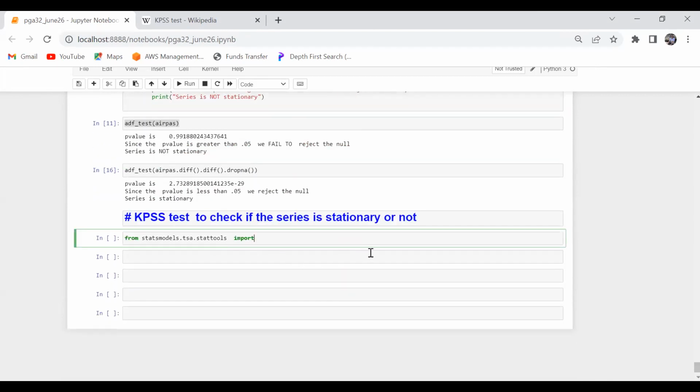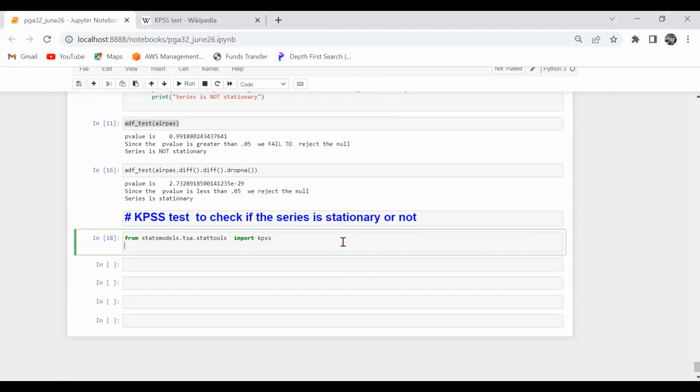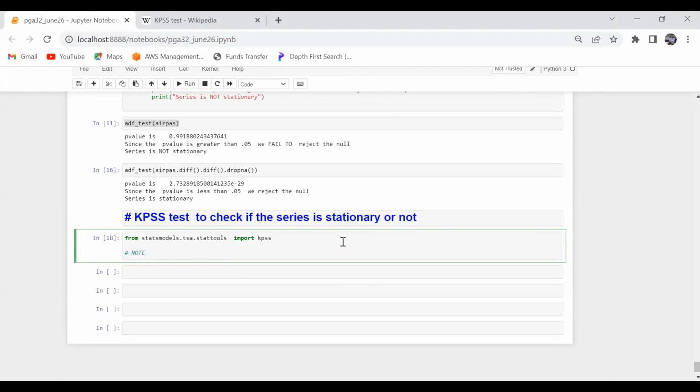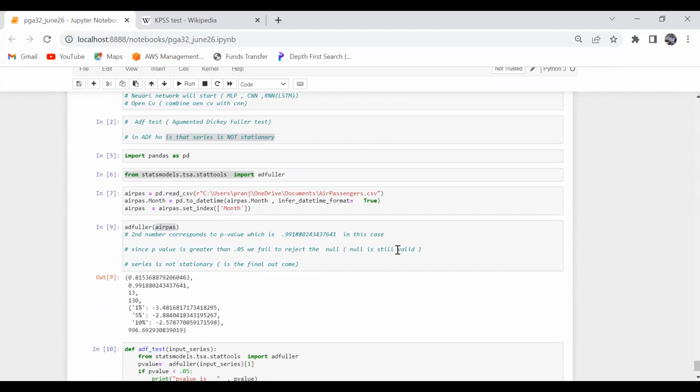So copy this thing, put over here, press your tab, and probably you should be able to see KPSS. ये आ गया. Okay, now note: in KPSS, the null hypothesis is that the series is stationary.